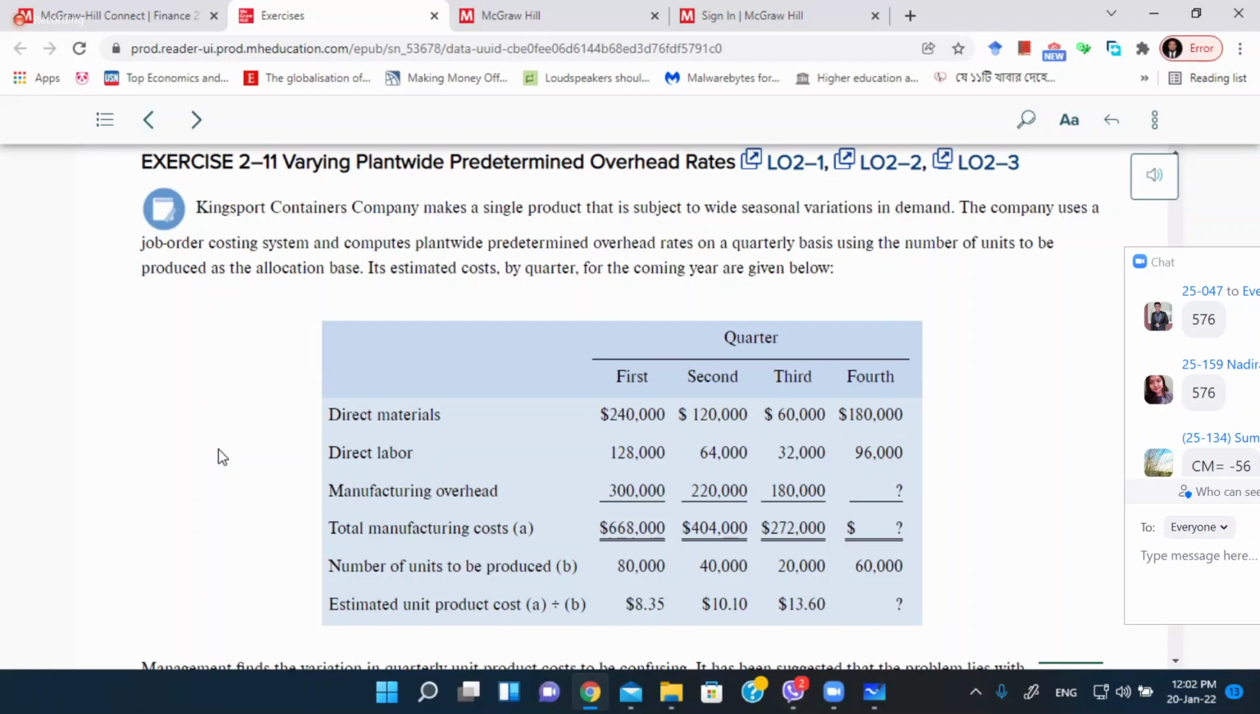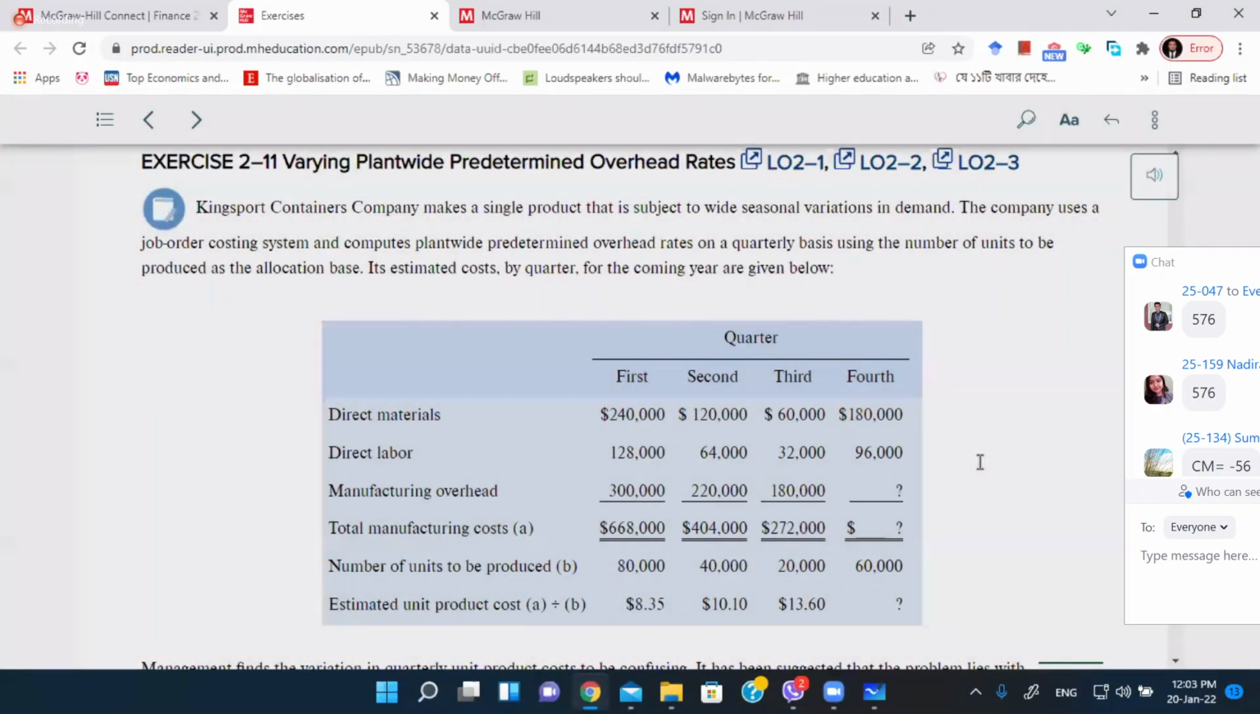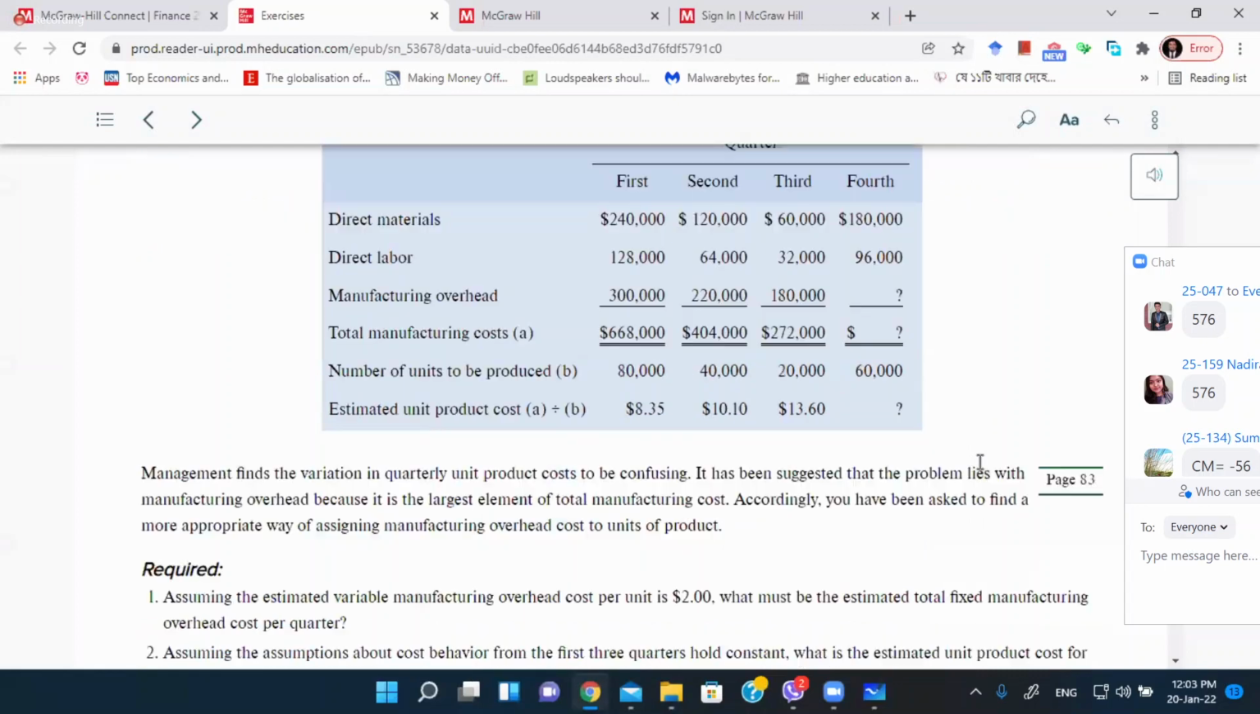So for 4 quarters, the information is given, and it has been mentioned this company uses job order costing, which determines the predetermined overhead rate, but on a quarterly basis. So this is our information given.